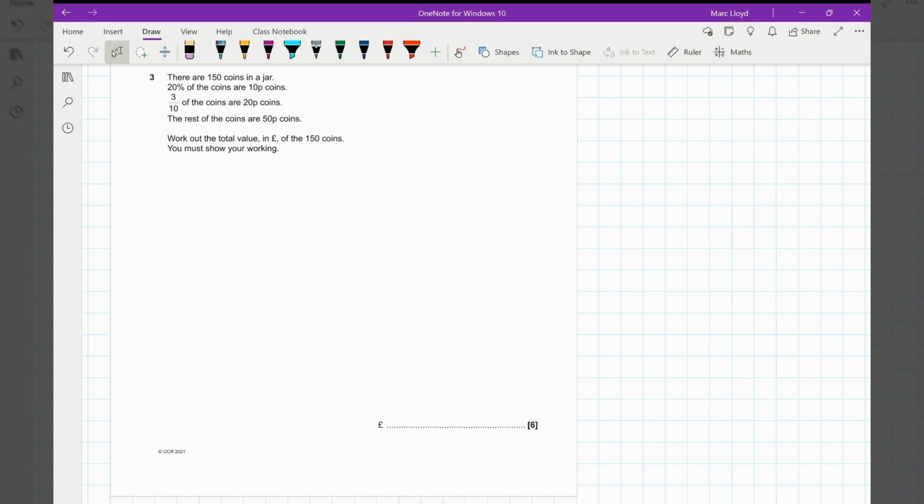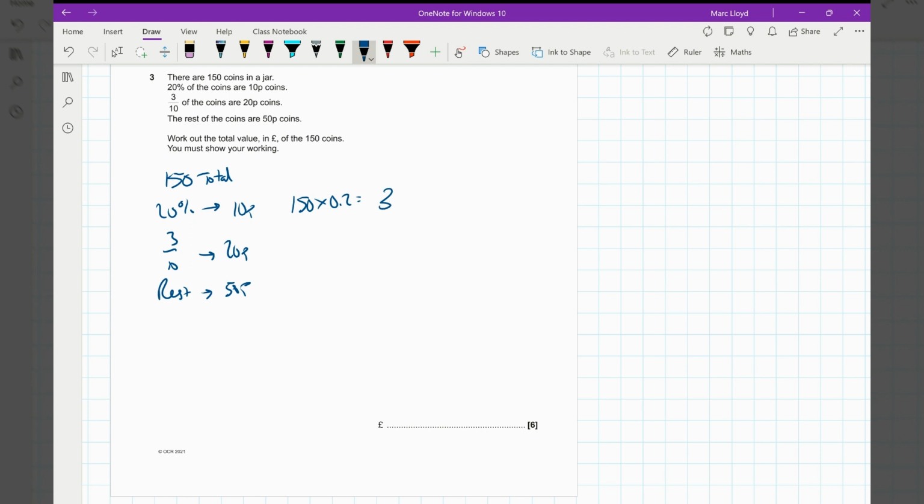Question 3. Do pause the video and have a go. This is a nice 6 marker. But show your working as we go through this. So we've got 150 coins in a jar. It's 150 total. I'm just going to rewrite this question. 20% are 10p, 3/10 are 20p, and then finally the rest are 50p. Work out the total value of the coins. So first of all, 150 times by 0.2. And put that in the calculator.